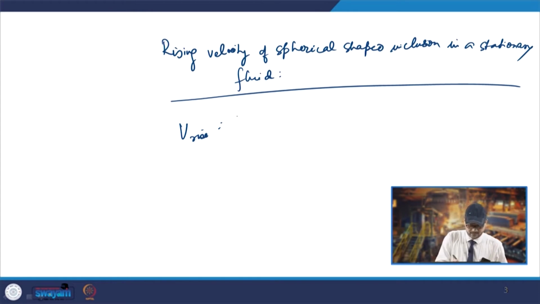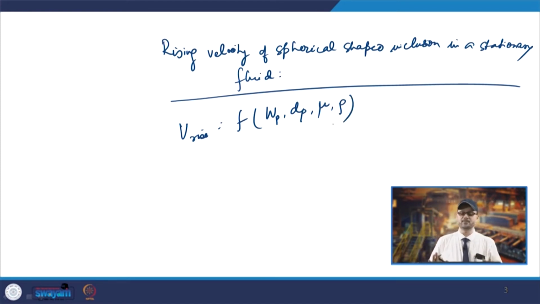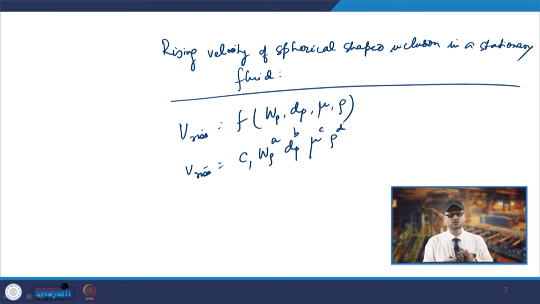So, it is a function of the weight of the particle Wp, the diameter of the particle, the coefficient of viscosity of the medium, and the density of the medium. Now, if you use Rayleigh's method of indices, you can write a functional relationship of the type V rise equals C1 times Wp raised to the power A, then dP raised to the power B, then mu raised to the power C, and similarly rho raised to the power D. These are the indices.